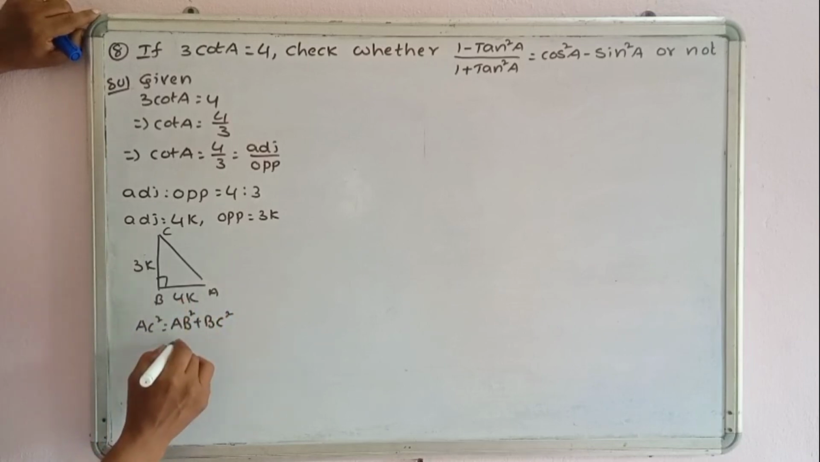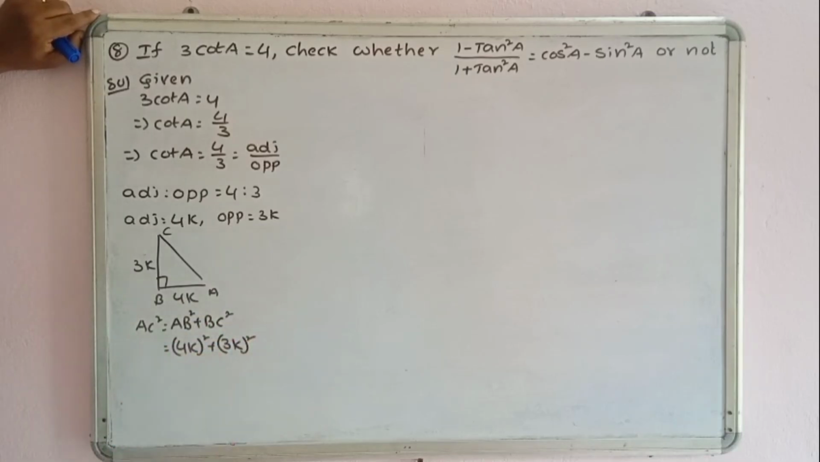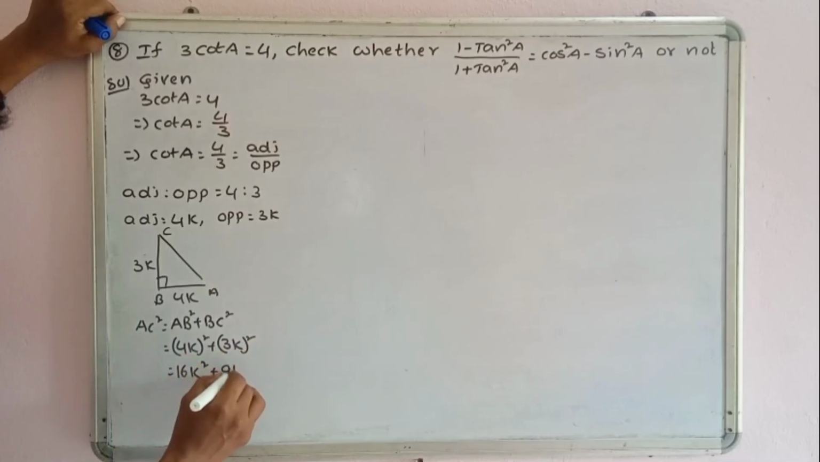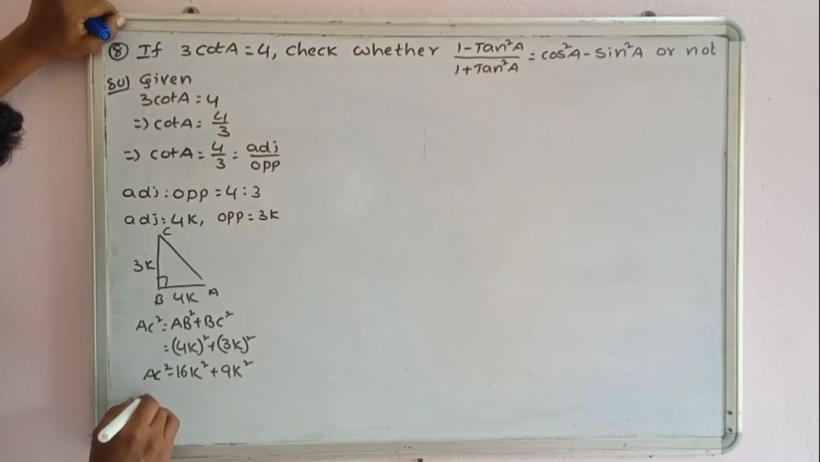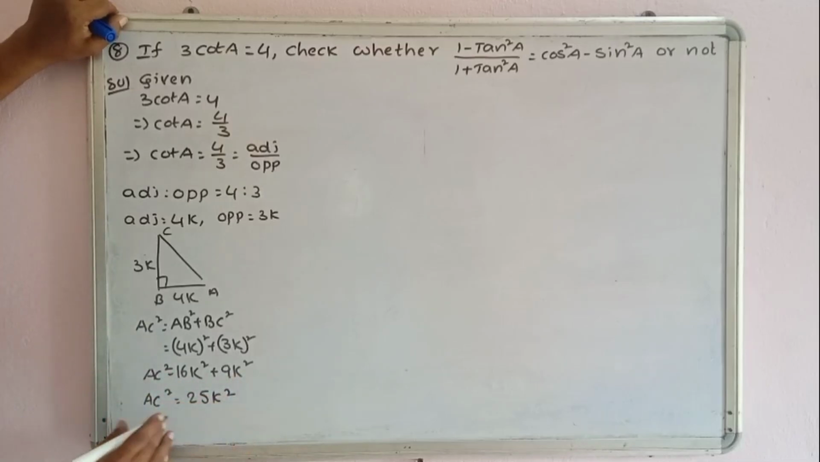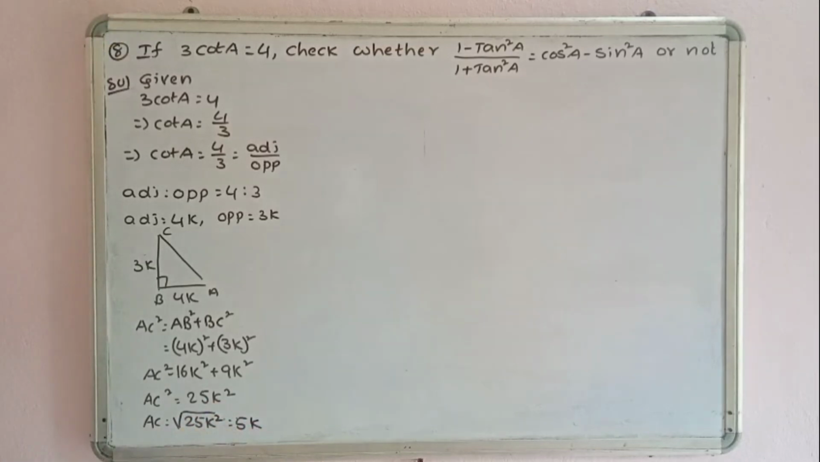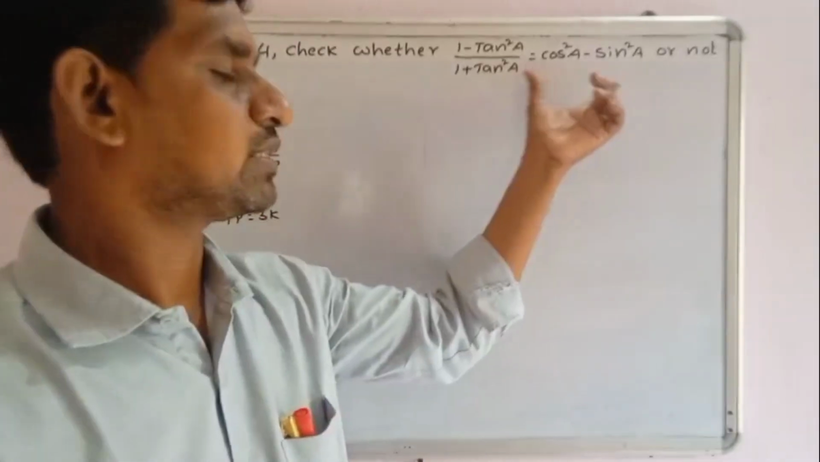So AB value is how much? 4k. 4k whole square plus BC value 3k whole square. 4k whole square is nothing but 4 square, 16k square, and 3 square value is 9k square. So AC square equals 16k square plus 9k square, which is 25k square. So AC equals the square root of 25k square. Square root of 25 is 5, square root of k square is k. This is the value of AC. So AC is 5k.